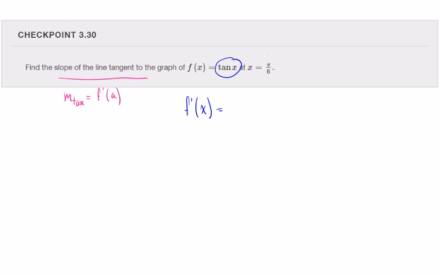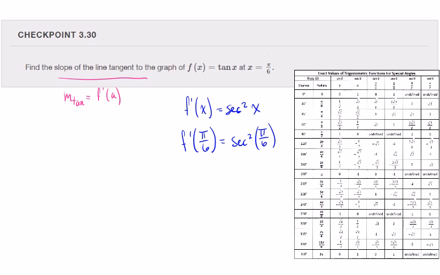What is the derivative of tangent? Good, if you got secant squared. Well done. All right, and now we want to actually input pi over 6 into this function, right? So let's use our trig chart here. All right, and go ahead and find what secant of pi over 6 is, right? And then we're going to put it in. So remember, secant squared is just like saying whatever secant is, we're going to square it, right? So go ahead and find secant of pi over 6, and then we'll put it in here.